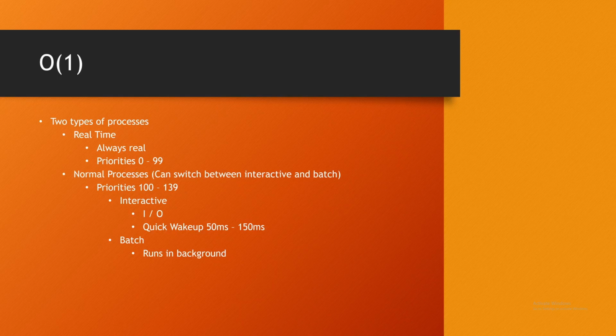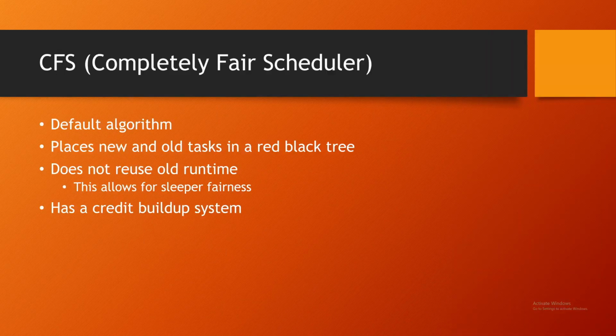Now, for normal processes, there are two types, interactive and batch, and they take up priorities 100 to 139. So interactive is I/O, and it has a quick wake-up time, because if you've got a slow input time, then your system will feel sluggish. And then there's also batch. Batch just runs in the background, and these two can switch between each other. So an interactive can become batch, and batch can become interactive. Okay, on to the next slide.